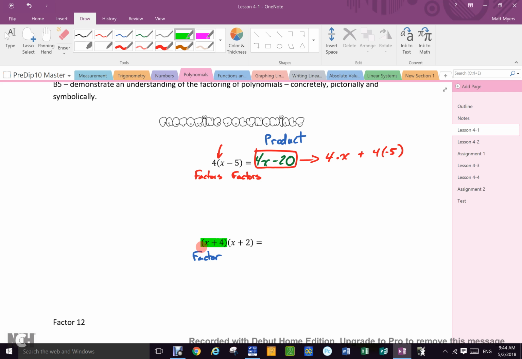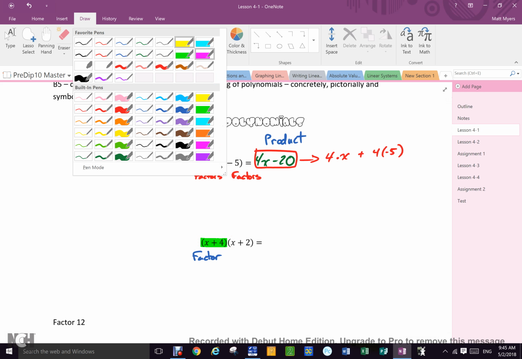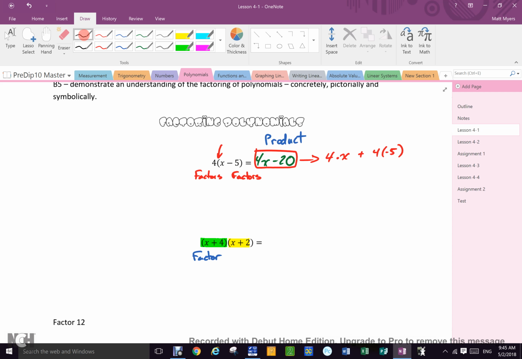All right, so that means this is one factor. And what's this one? Another factor. When I multiply them together, what do I get? A product. And that product, if we write it out fully, is x squared plus 2x plus 4x plus 8. Yes? And then we would combine our like terms to get x squared plus 6x plus 8.